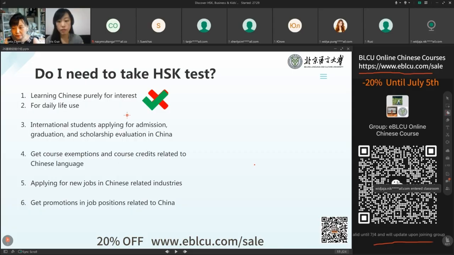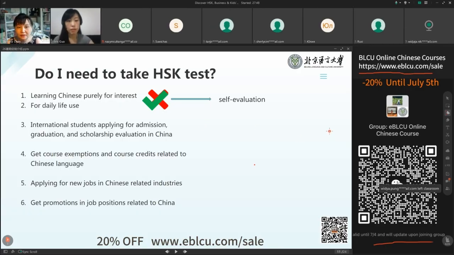So for the first two purposes, I would say taking an HSK test can be a yes, can be a no, because you can use HSK as a self-evaluation. So you know what your level is right now. So you can set up goals for yourself using different HSK levels, because that is a scientific measure for a language.